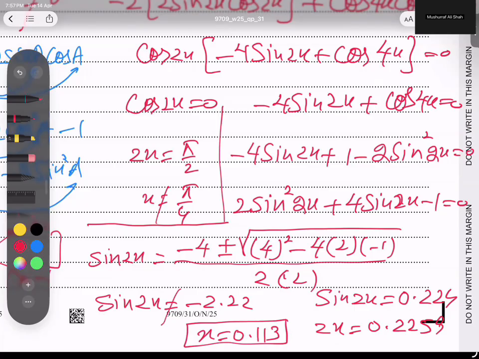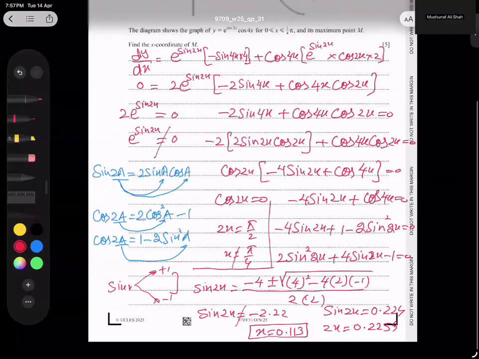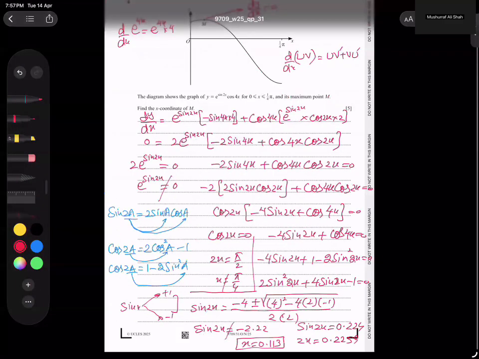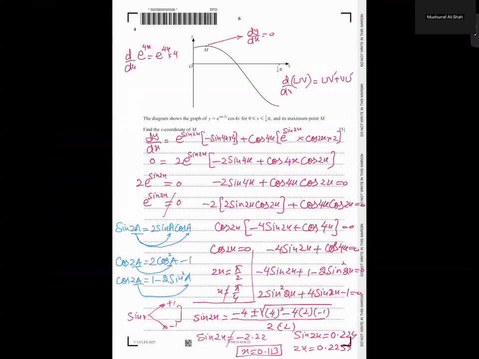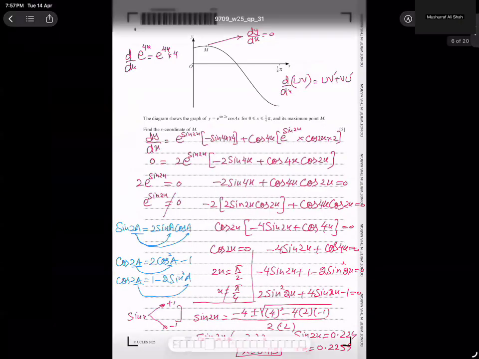So Alhamdulillah Rabbil Alameen, I believe the point of the topic is very clear. This was a little bit difficult, but you must have a good command especially of trigonometry. Okay, I hope so.